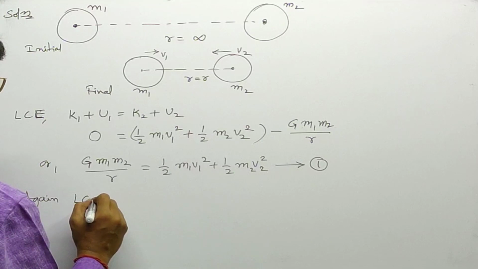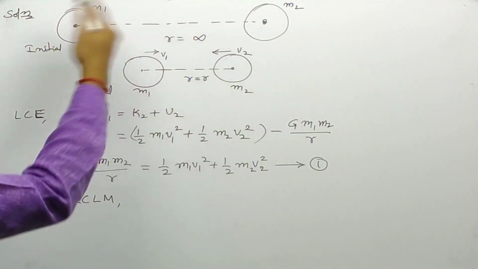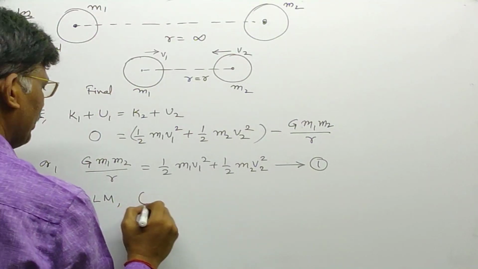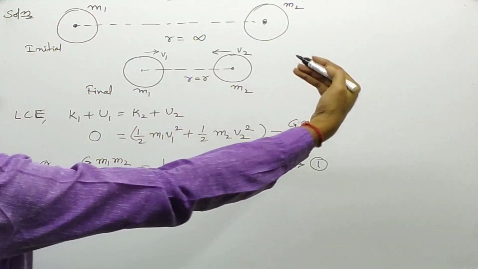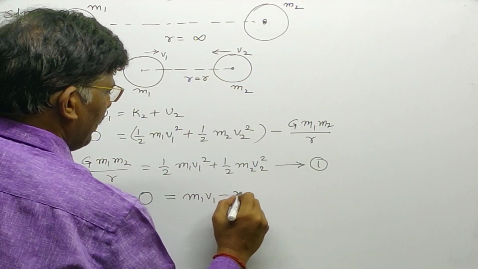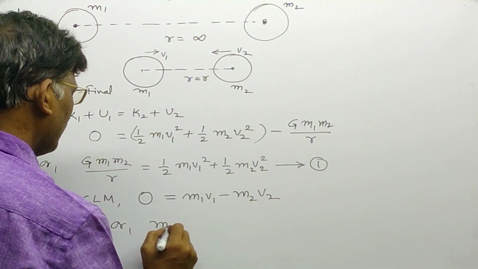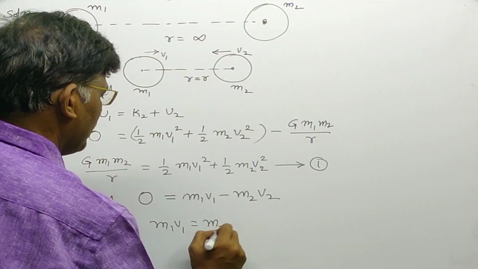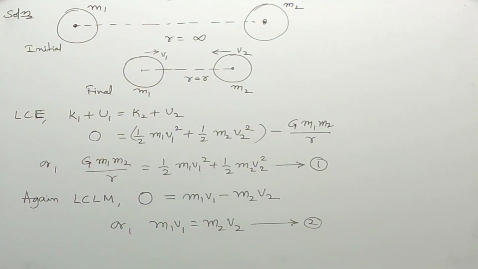According to the law of conservation of linear momentum, initially they were at rest, so the total initial momentum is 0. The total final momentum: they are moving in opposite directions. Therefore, we can write m1 v1 minus m2 v2, or m1 v1 is equal to m2 v2. Let us assume it is equation 2.